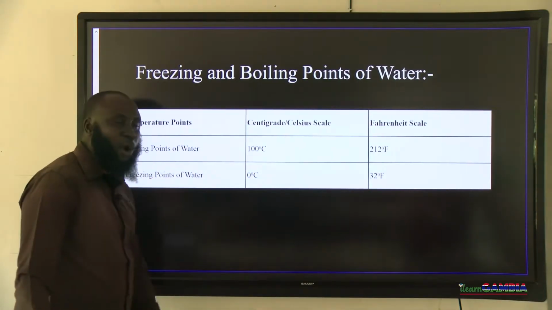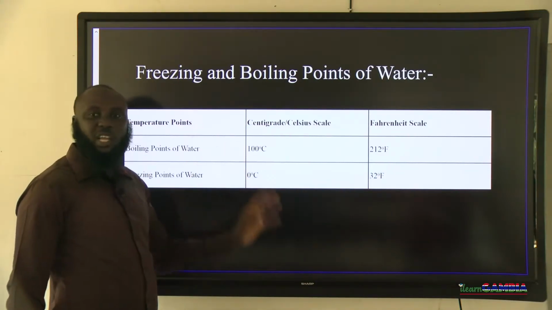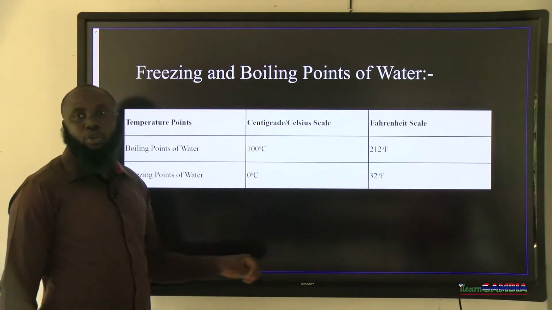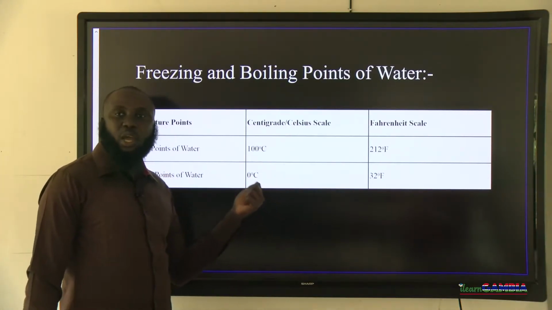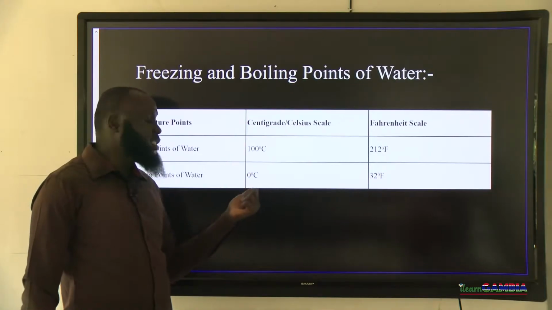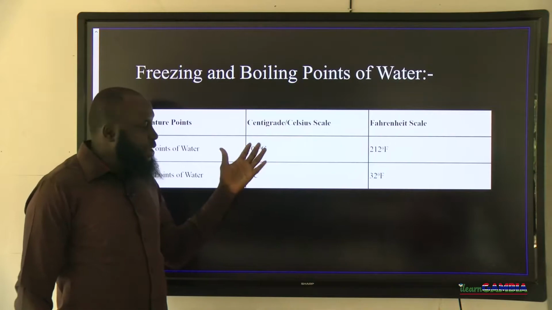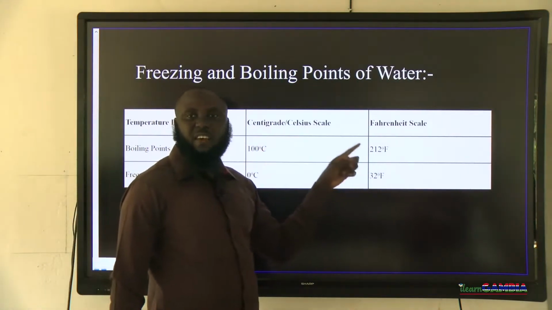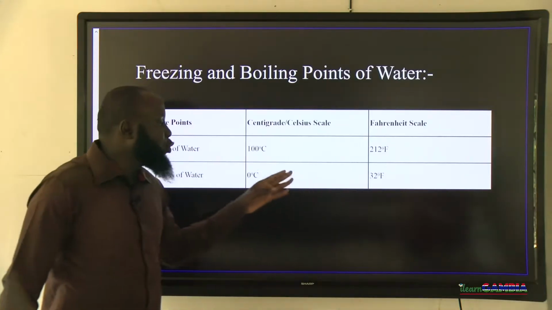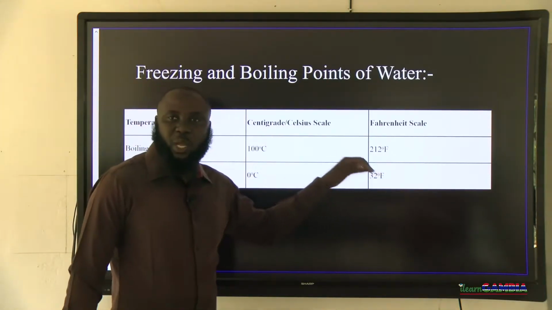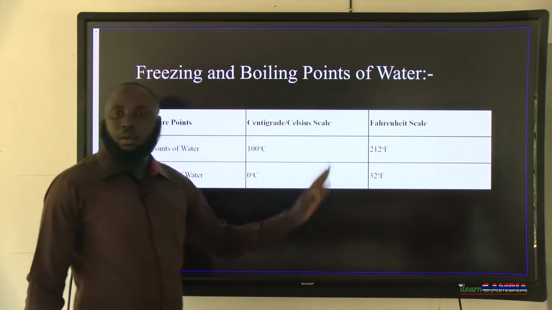Now, for the freezing point, water freezes at 0 degrees centigrade or Celsius. It means when you put your water in the refrigerator, it will start freezing when its temperature reaches 0 degrees Celsius or centigrade. And this is equivalent to 32 degrees Fahrenheit. It means when water is at 32 degrees Fahrenheit, it will freeze.